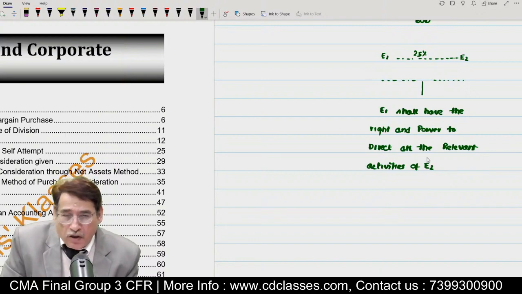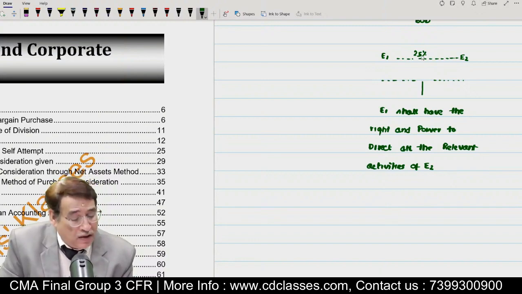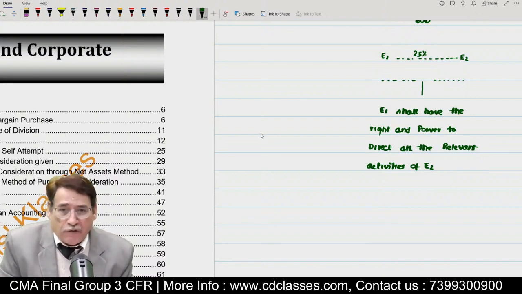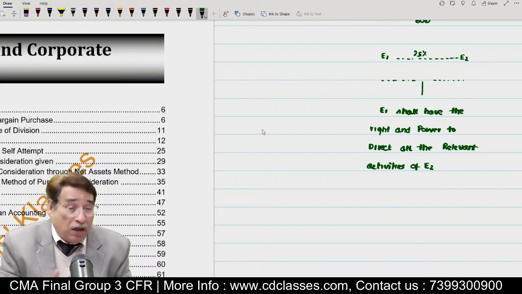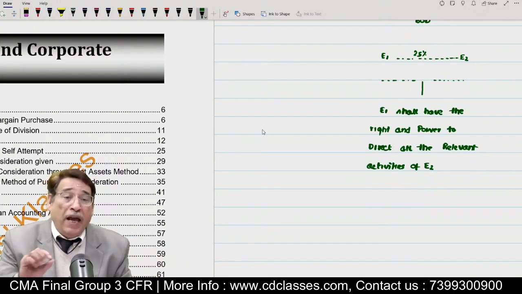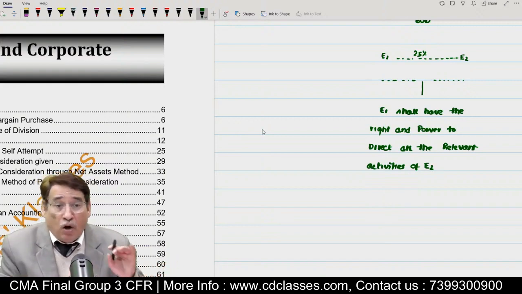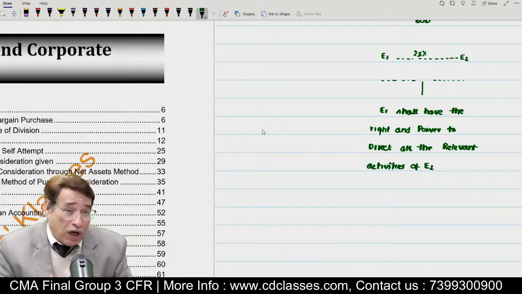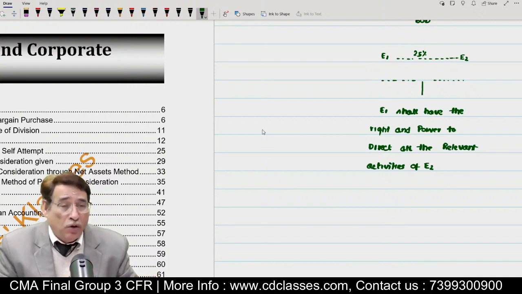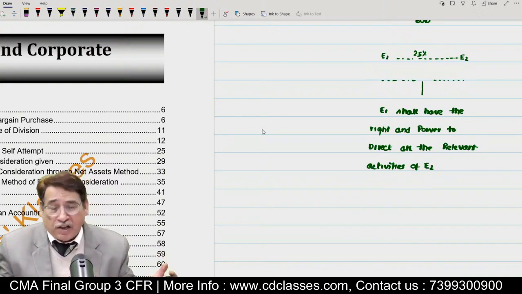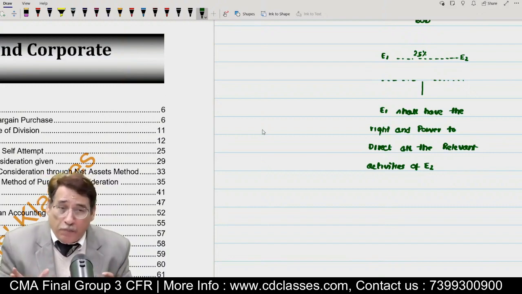So even though, as you must have noticed, we have stakes only to the extent of 25%, on the basis of stakes we cannot say we are exercising control over E2. However, because there is a very specific, very clear agreement which states that E1 will be in the driver's seat, because E1 has been given the right and power to direct all the relevant activities of E2, quite obviously it means we have the control. So even in this case, it will be presumed and construed that E1 has control over E2.